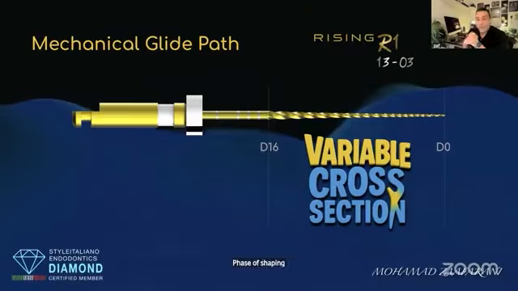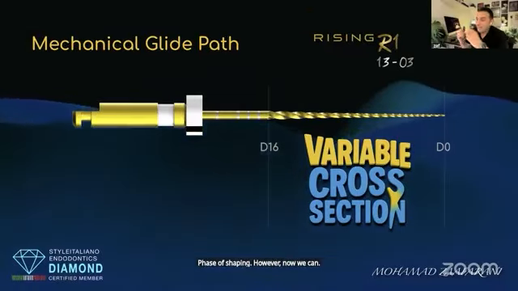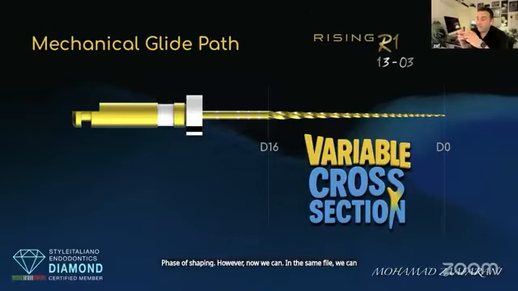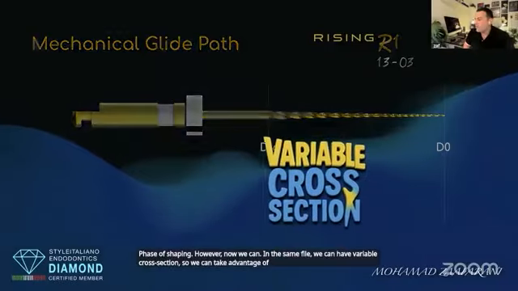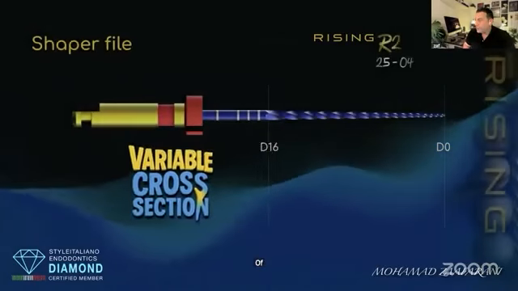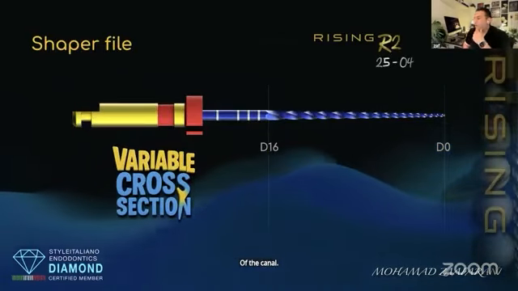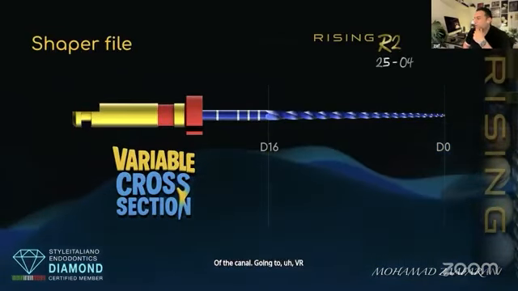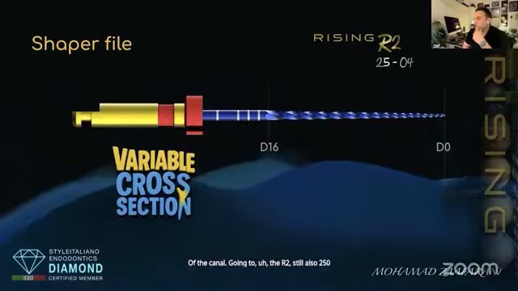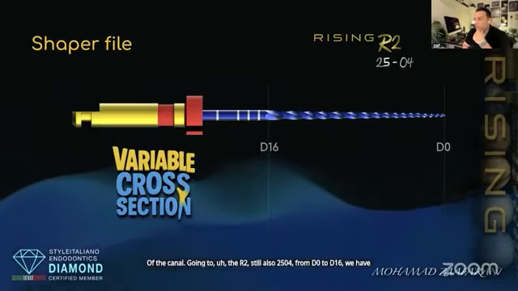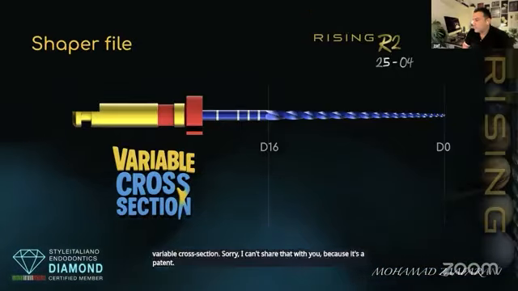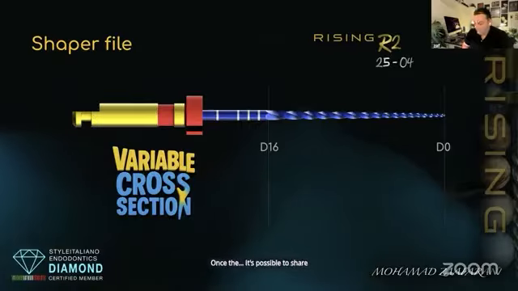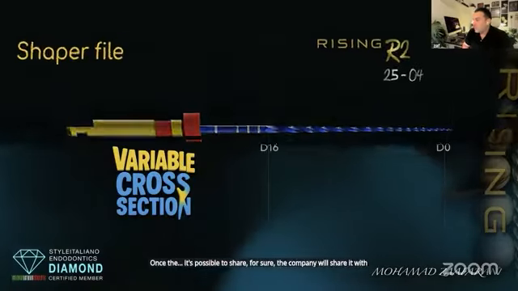However, now in the same file we can have variable cross section, so we can take advantage of each one in a specific part of the canal. Going to the R2, still also 2504, from D0 to D16, we have also a variable cross section. Sorry, I can't share it with you because it's a patent. Once it's possible to share it, for sure the company will share it with us.